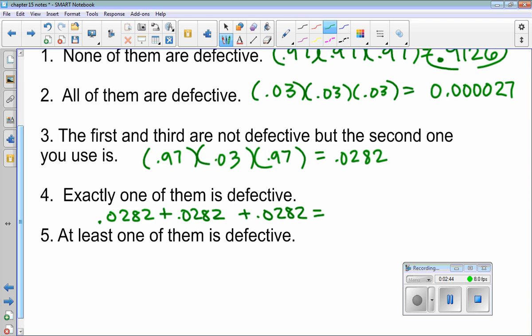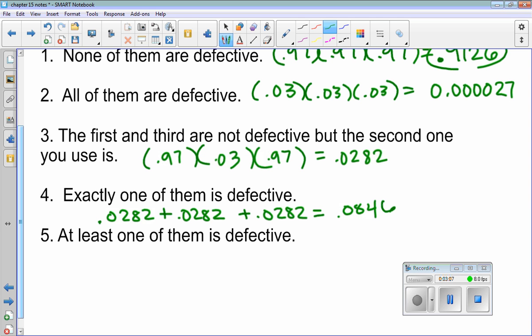So when I multiply 0.0282 by 3, or add all those together, what do I get? 0.0846. Oh, it's okay. Thank you. Sandy, say that louder. Does that make sense? Okay.